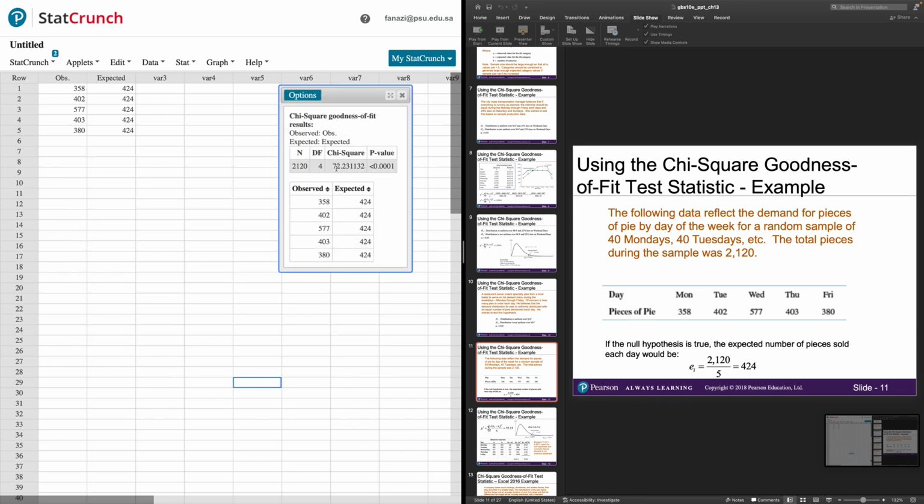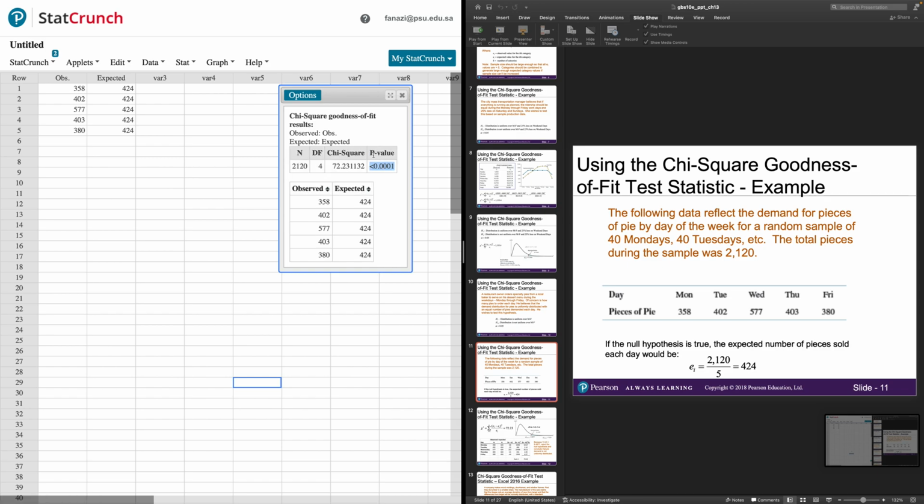Here we go. This is the chi-square test, which we call the test statistic. And this is the degree of freedom. How do we find the degree of freedom manually? The degree of freedom is how many categories we have. Here we have 5 days, so 5 minus 1 equals 4. Here is the p-value, and this is the observed and expected.